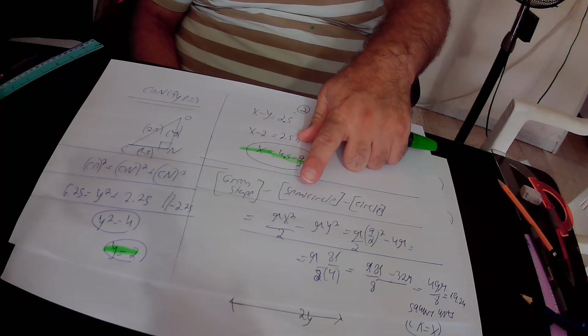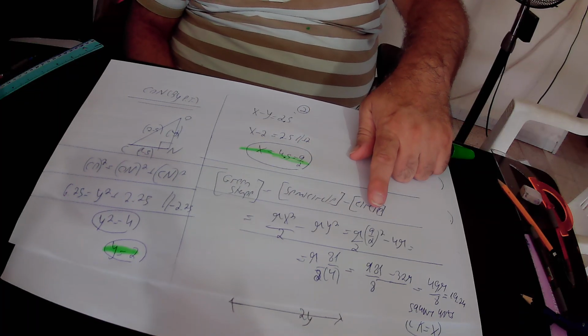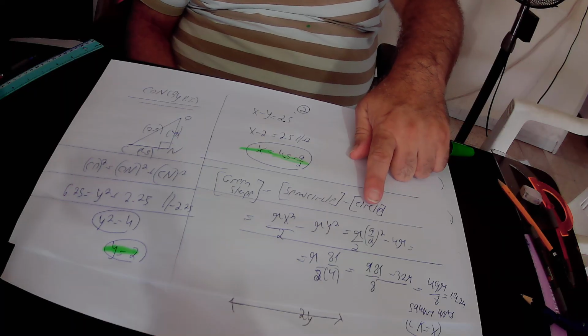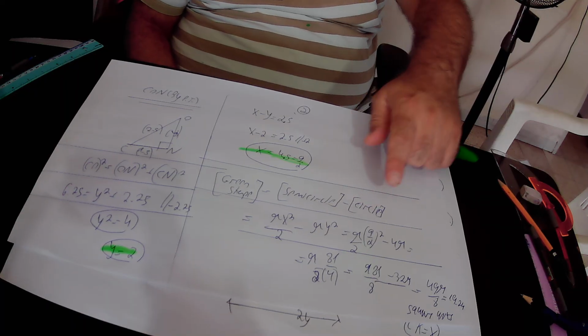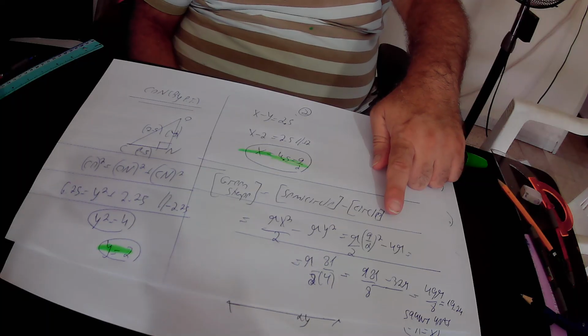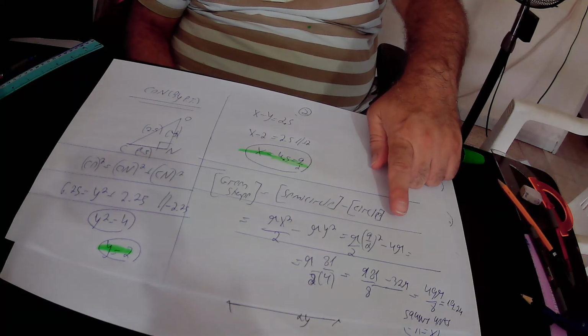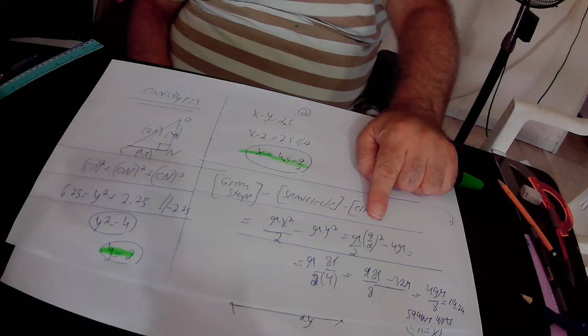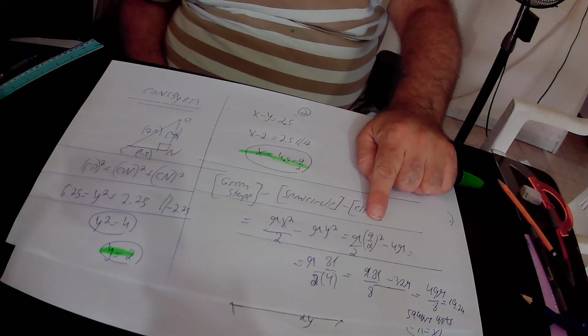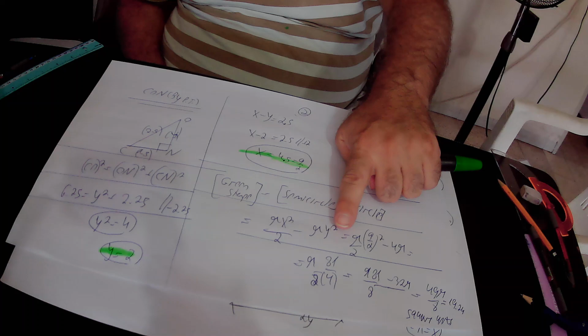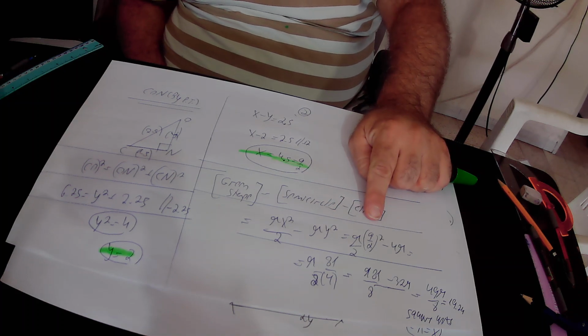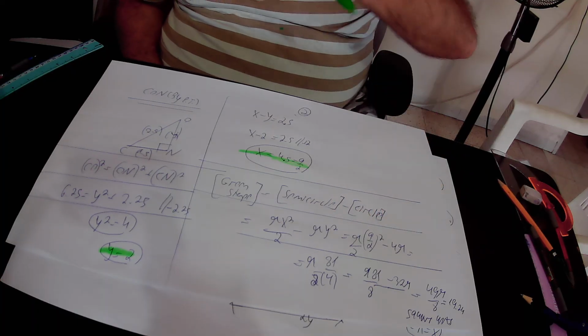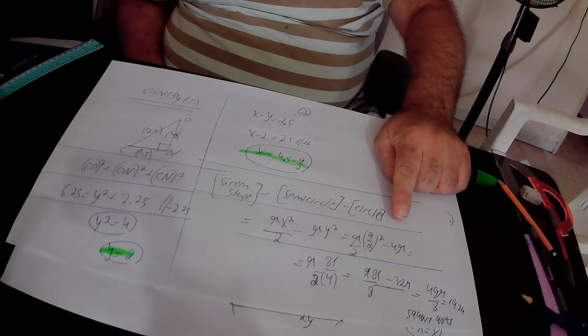X is 9 over 2, therefore x squared is 9 over 2 squared. So pi x squared over 2 is pi times 9 over 2 squared, over 2. Minus, y is 2, so y squared is 2 squared, that is 4, so pi y squared is 4 pi. Here we open the brackets and found out that 9 over 2 squared equals 9 squared, that is 81, over 2 squared, that is 4. So in total, this expression equals 81 pi over 2 times 4, minus 4 pi.